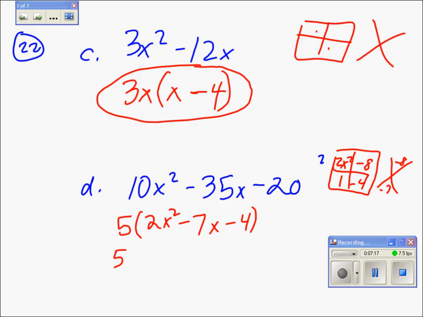And now when you factor, you get 2. Oh, I'm sorry, I left out my x's. You get 2x outside with an x, 1, and negative 4. So you're left now with 2x plus 1 and x minus 4. All right, that's it.